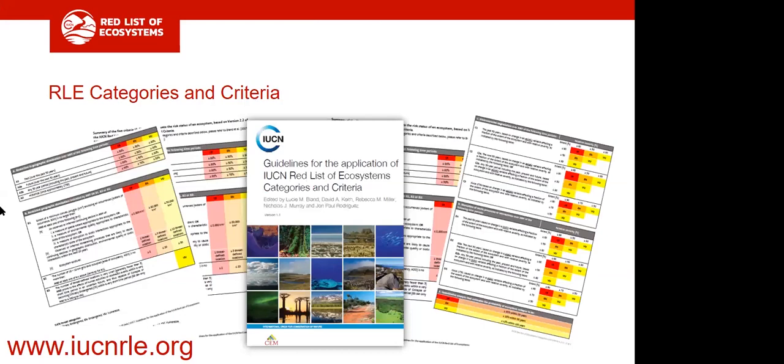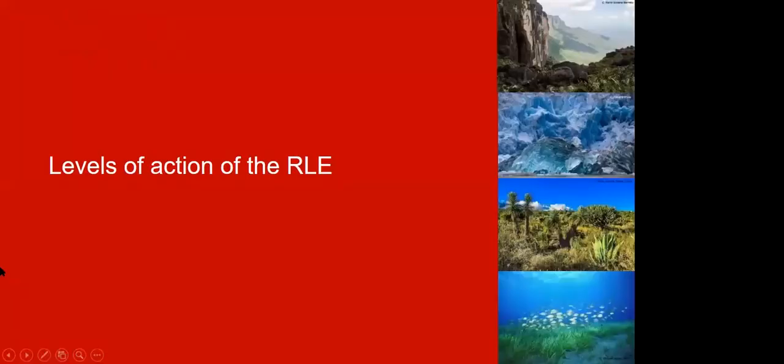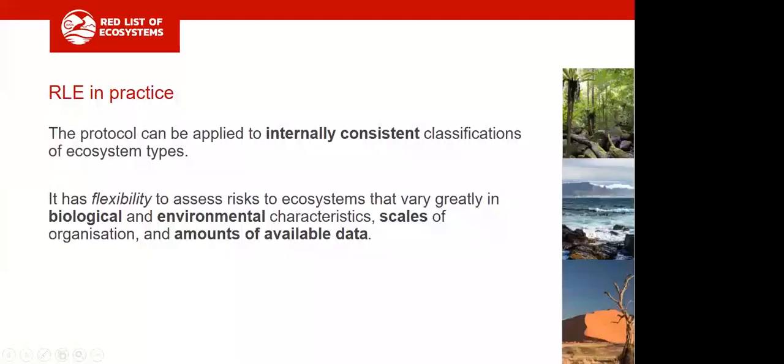So with that general introduction, I just wanted to go over briefly at what levels the RLE works. The protocol was designed to be applied to internally consistent classifications of ecosystem types at different geographic scales. It has the flexibility to assess risks to ecosystems that vary greatly in biological and environmental characteristics, again at different geographic scales and scales of organization and with different amounts of available data.